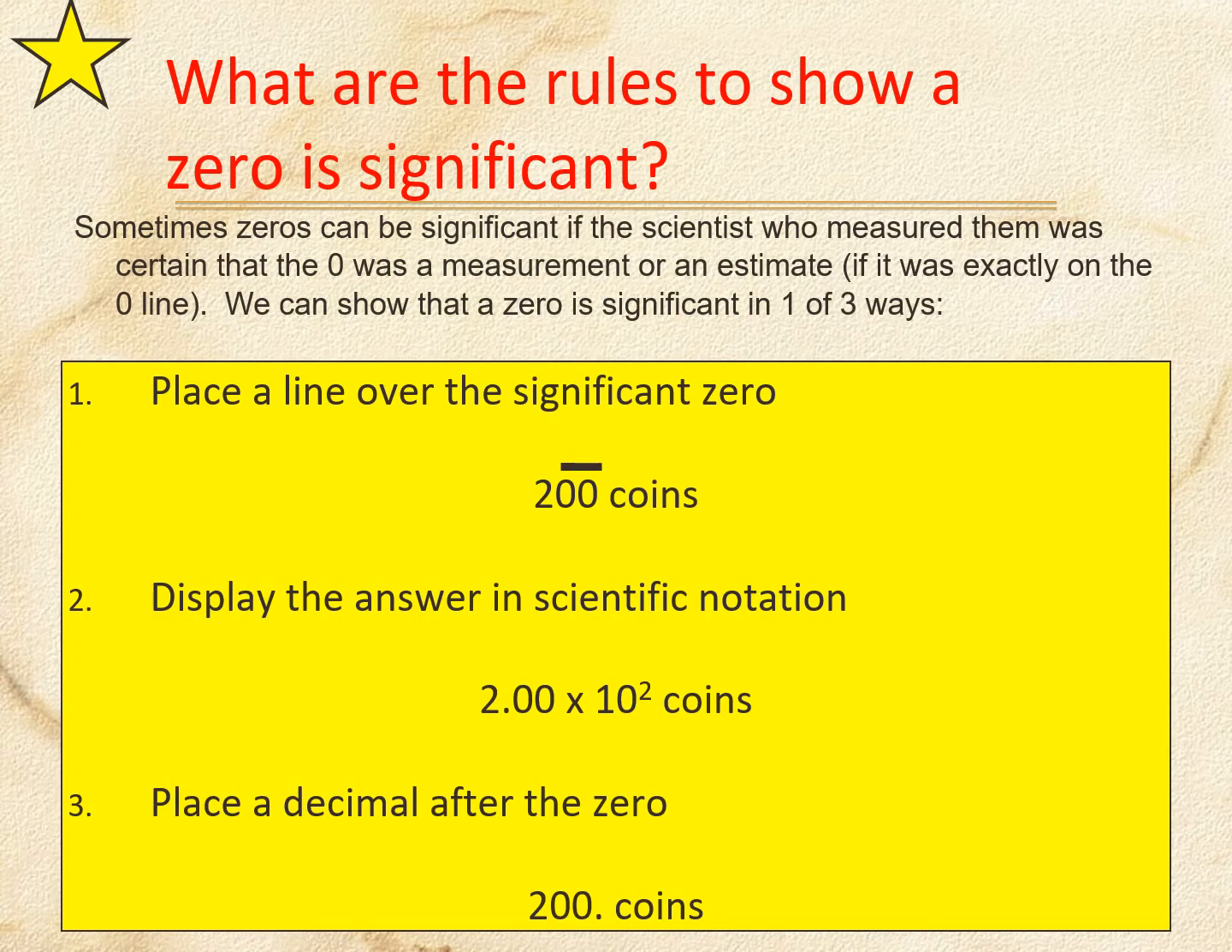All right, what are the rules to show a 0 is significant? Sometimes you have a number, but you need to show it significant. There's 3 ways when you have a bunch of zeros, but you have sig figs. 1, you put a line above the number, not my favorite. Number 2, you display it in scientific notation. And number 3, you can put a 0 or decimal after the 0. So I like 2 and 3 best. Number 1 can get sticky.